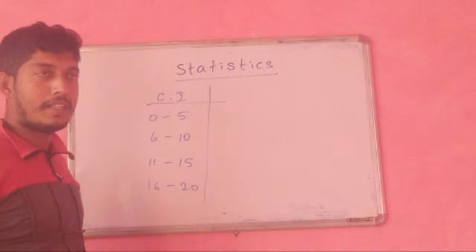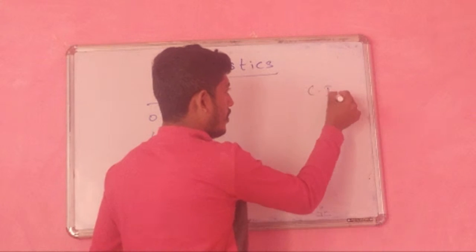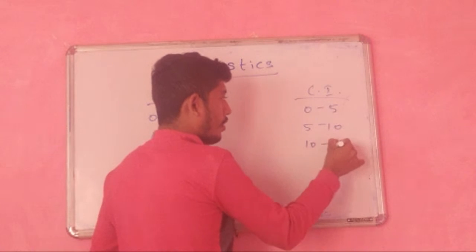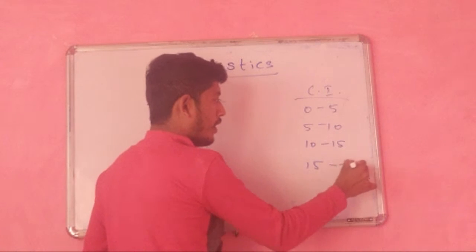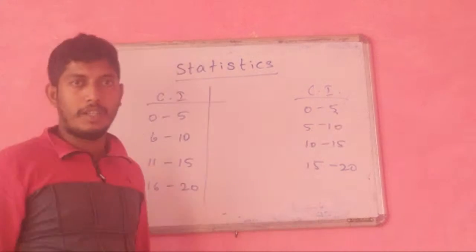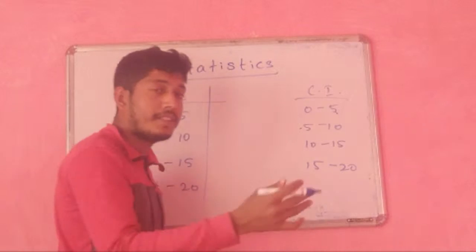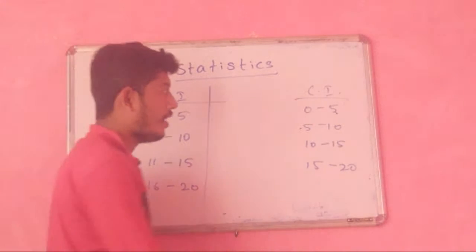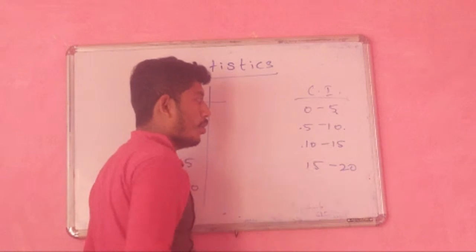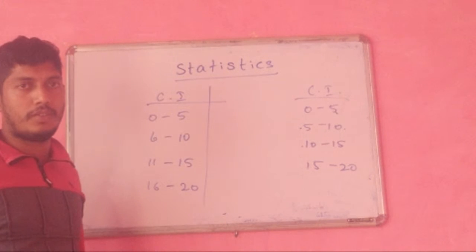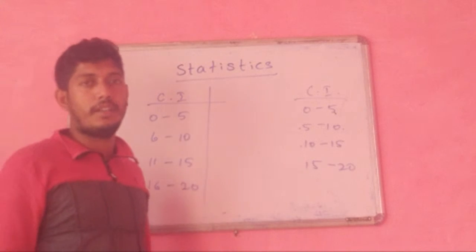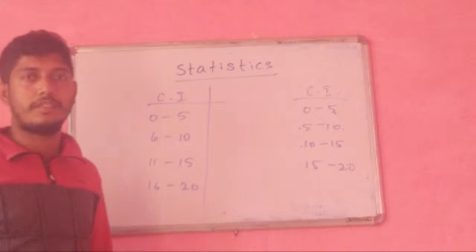So in the previous class interval we have 0 to 5, 5 to 10, 10 to 15, 15 to 20. The upper limit of the first class interval is the same as the lower limit of the second class interval. Similarly, the upper limit of the second class interval is the same as the lower limit of the third class interval. That's why the class intervals are called continuous. But here they are not continuous.